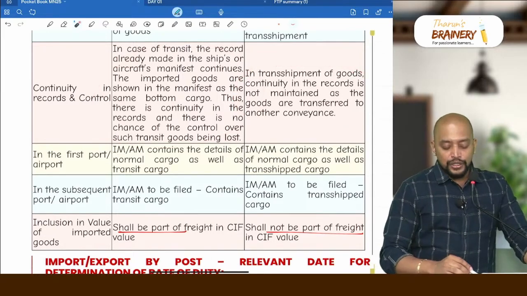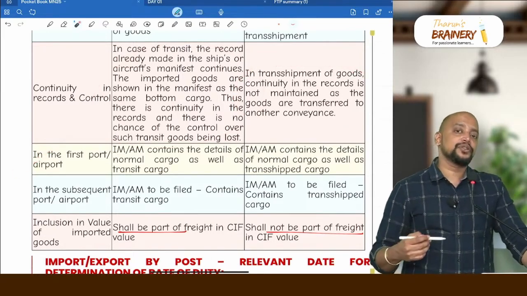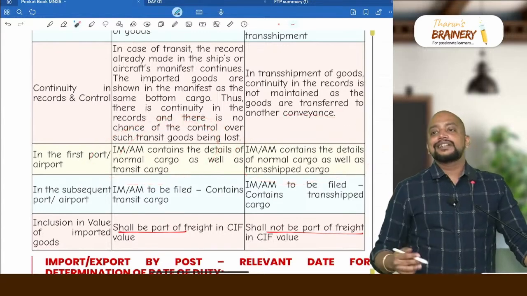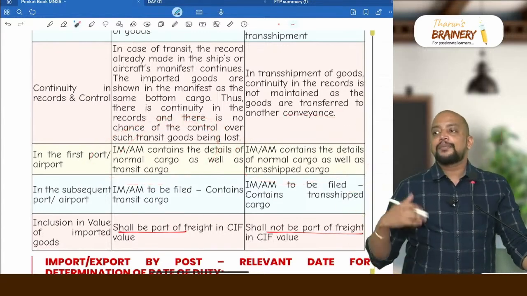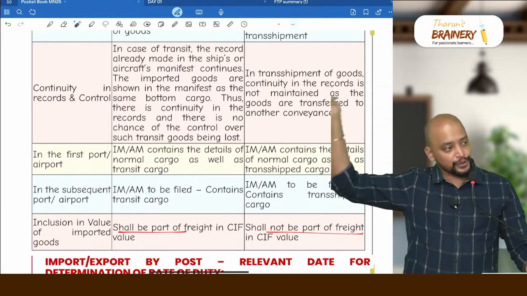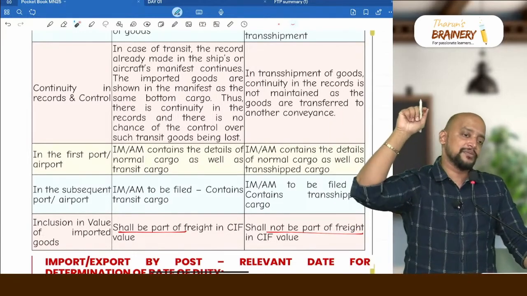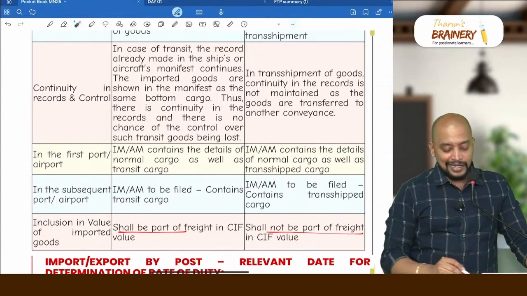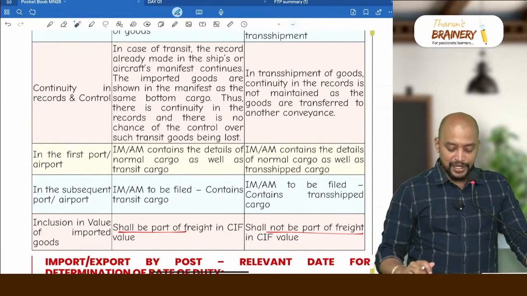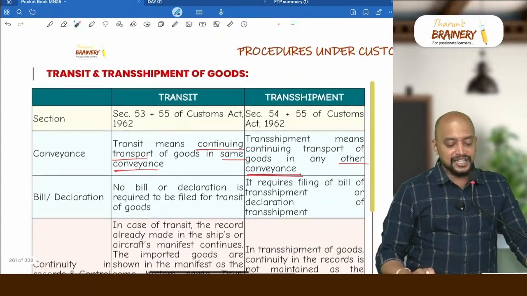And in both the ports, first port as well as airport or another port or airport, they need to submit all the details of cargo. That is a common point. For example, I am unloading only 40% of the goods, remaining 60% will go to some other port. Even then I have to declare entire information in the first port. In the subsequent port or airport also I need to declare this information. This is about transit and transshipment.